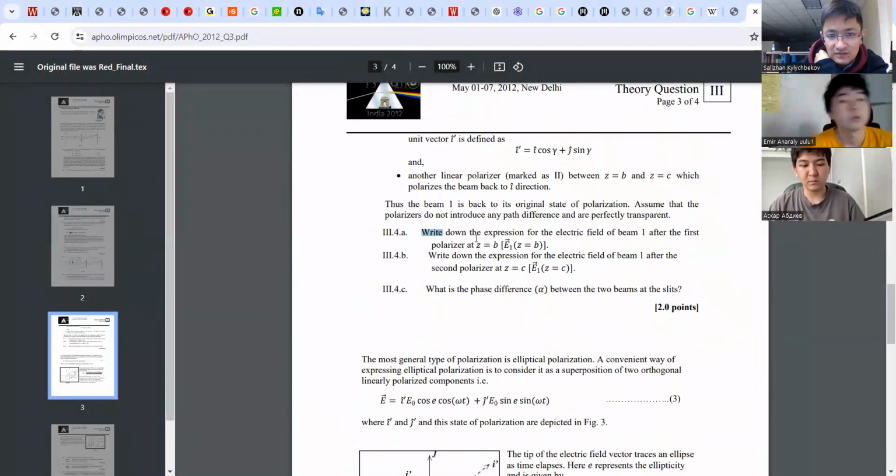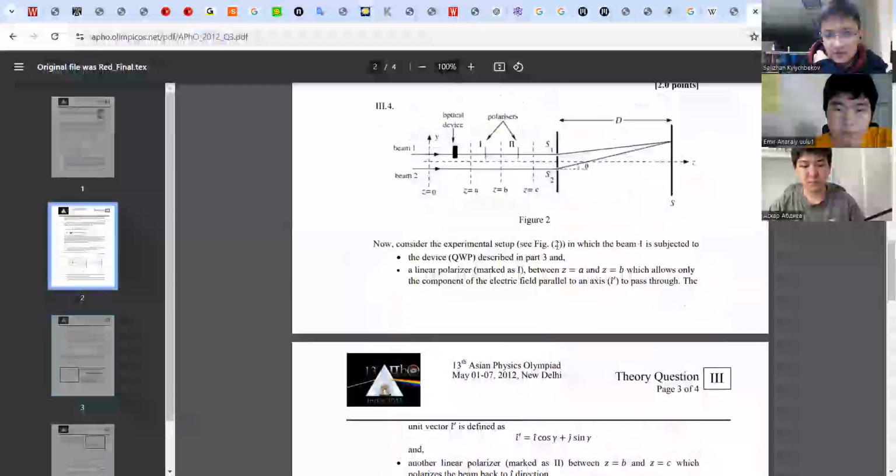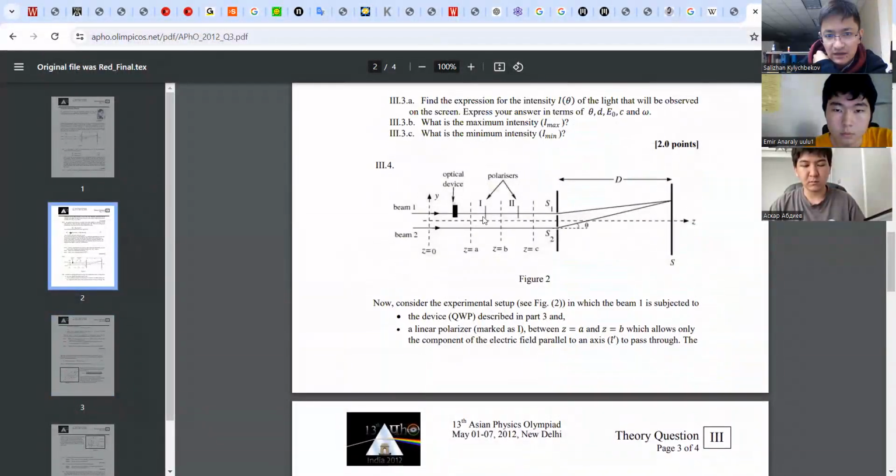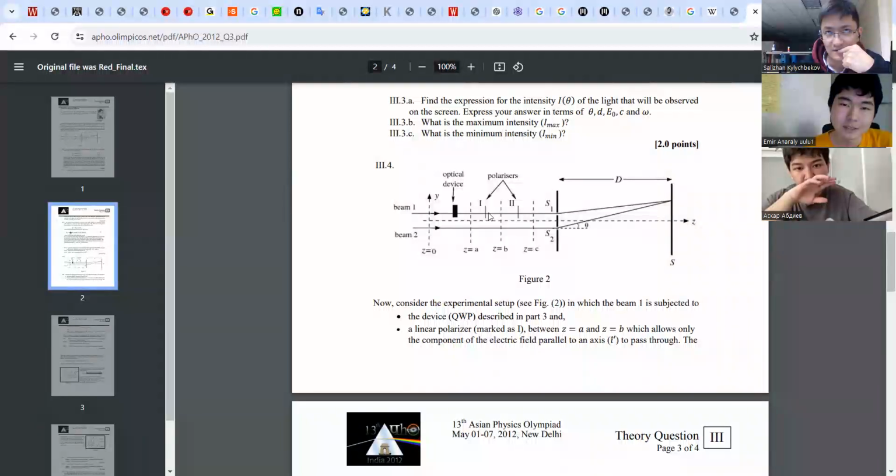Write down expressions for the electric field of beam 1 after the first polarizer. What is the electric field of beam 1 after the first polarizer? Malus's law? No. Malus's law here, yes, that is correct.